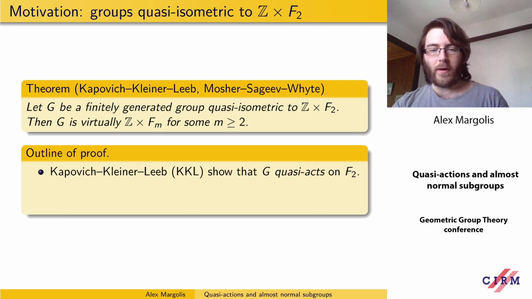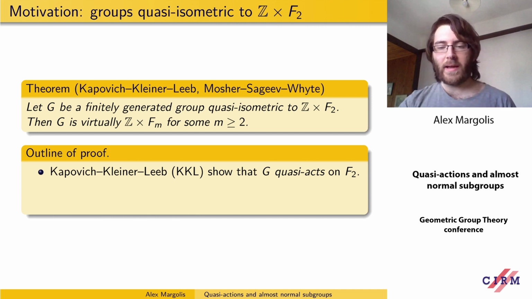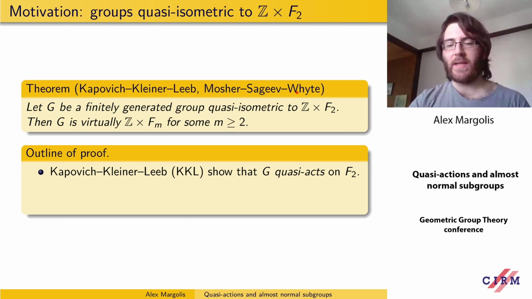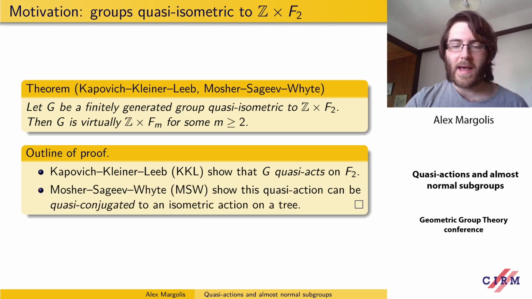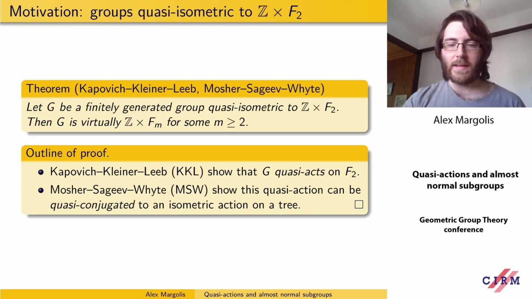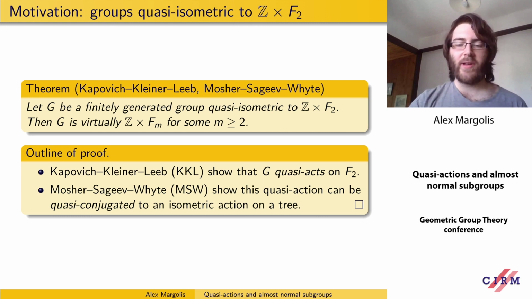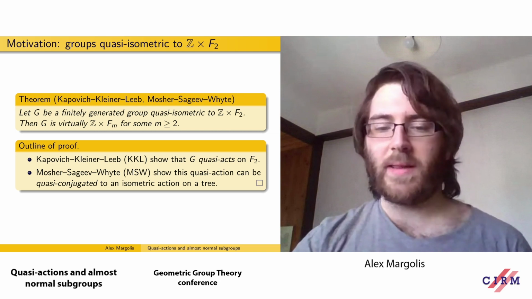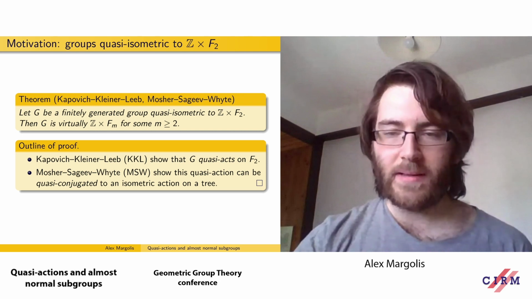And the broad outline of how you prove this theorem is the following. We have a mystery group G, and all we know about it is it's quasi-isometric to Z times F2. But we can show that it admits a weak sort of action, something called a quasi-action, which I'll define in a few slides, on F2, on one of the factors. And then a theorem of Mosher, Sageev, and Whyte says that you can quasi-conjugate this, you can straighten this quasi-action to a nice isometric action. Once you do this, you can then look at the kernel of this action and show it's two-ended and then deduce the theorem. But these are the two key ingredients.